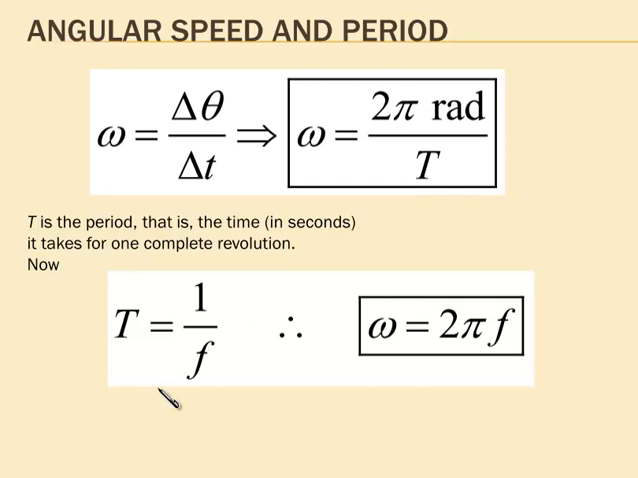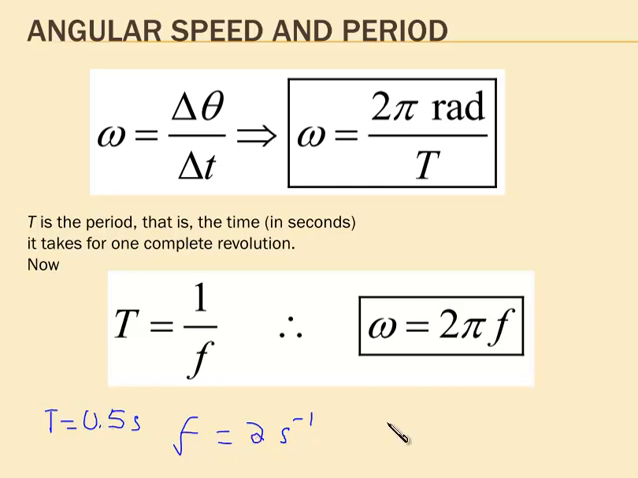Now, another very important relationship that you need to remember is that the period is equal to the reciprocal of the frequency. So for example, if it takes a particle 0.5 seconds to go around once, then how many times can it go around in a second? It can go around 2 times in a second. So if the period is equal to 0.5 of a second, the frequency would be equal to 2 per second. That is 2 cycles per second.